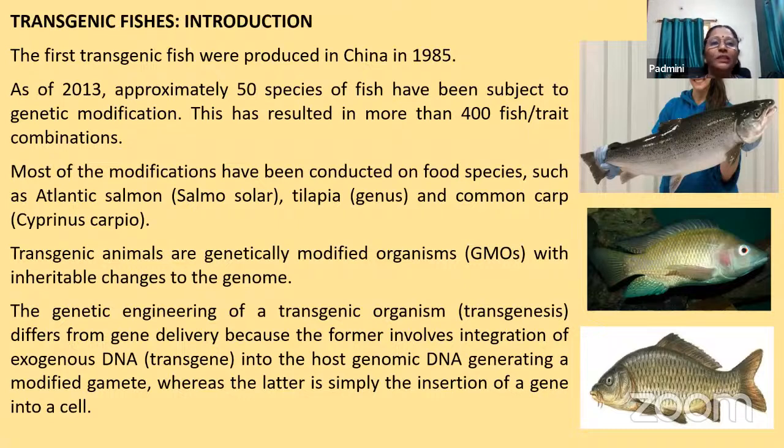So as of 2013, approximately 50 species of fishes have been subject to genetic modification, and the result is more than 400 fish traits you can find in combinations. And this has been done for most of the food fish species, that is, the fishes people love to eat all over the world. That is Atlantic salmon, tilapia, and common carp.